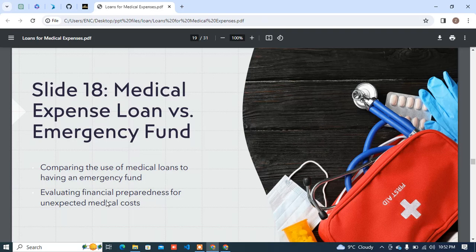Slide 18 is medical expense loan versus emergency fund. Point 1 is comparing the use of medical loans to having an emergency fund, evaluating financial preparedness for unexpected medical costs.